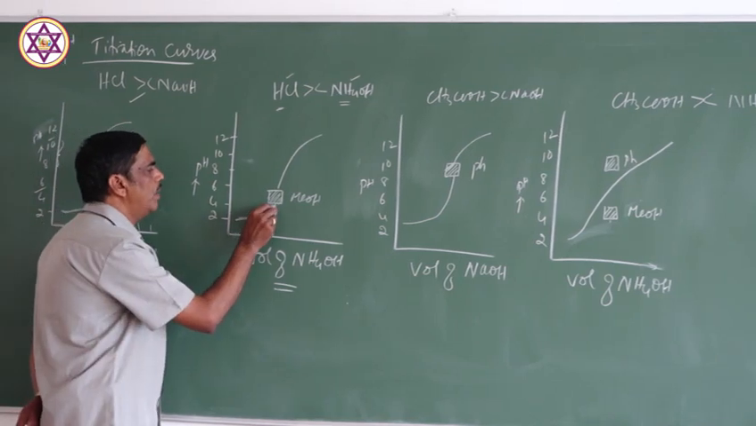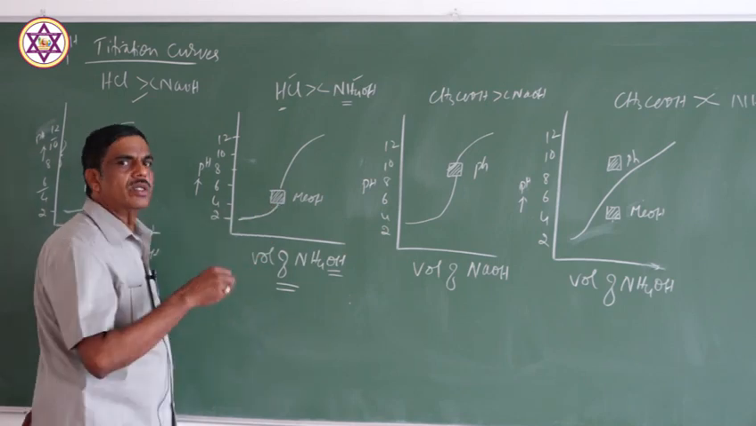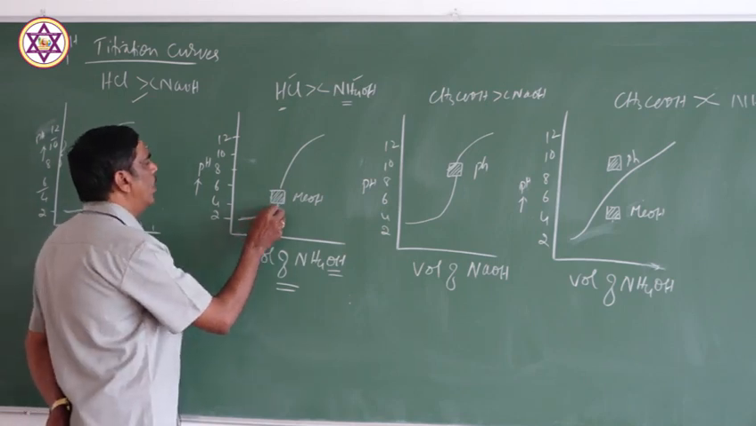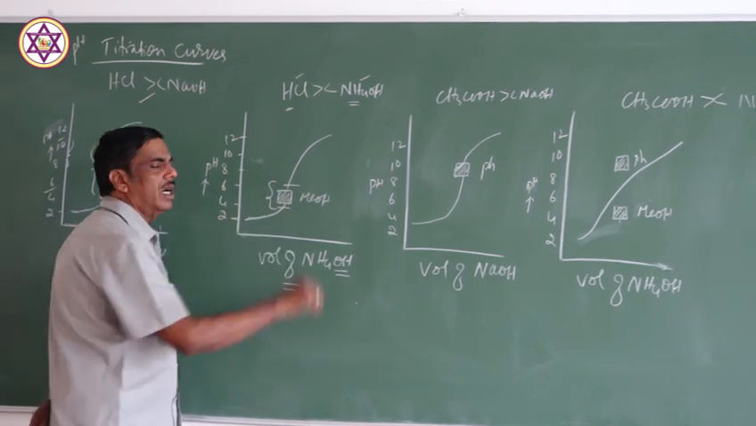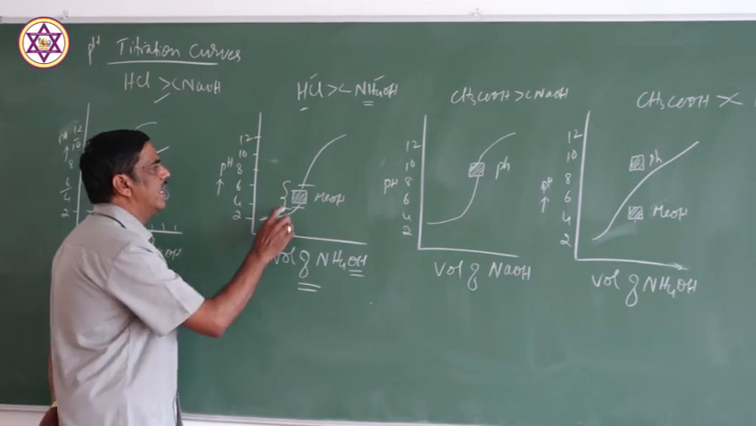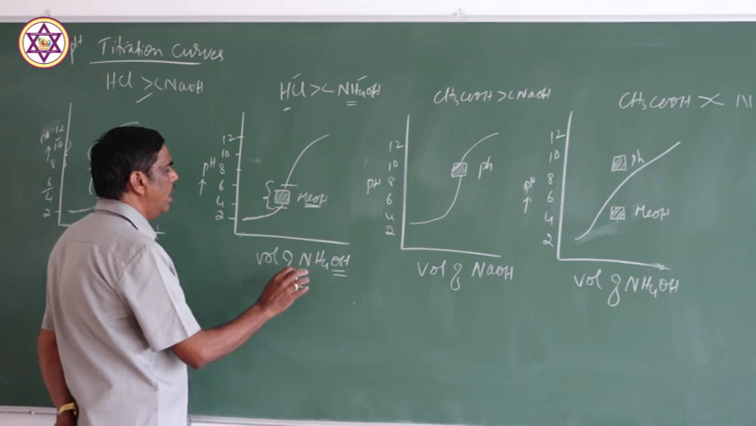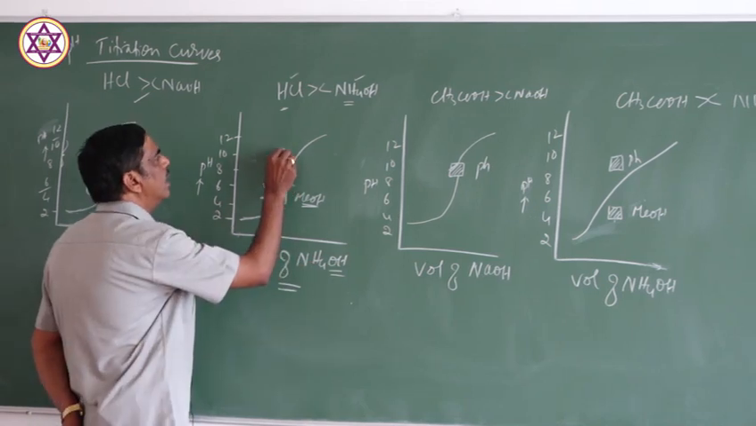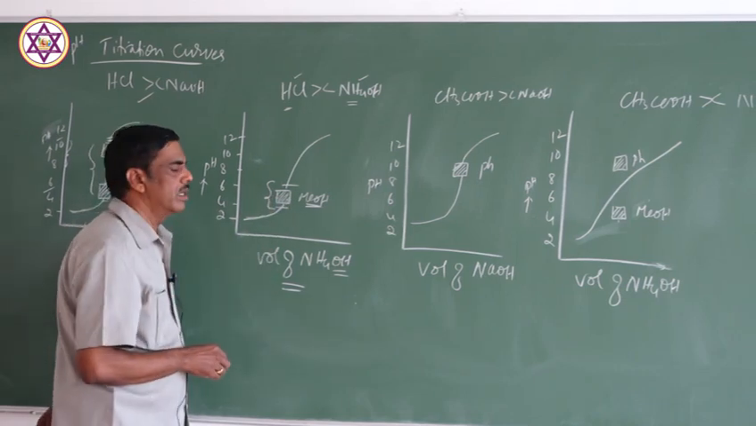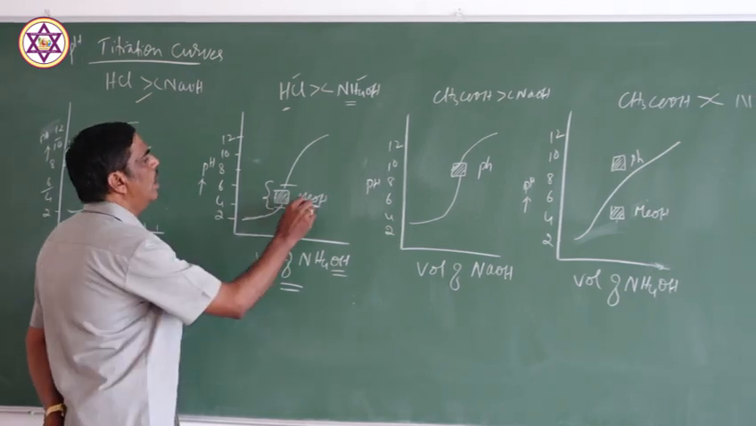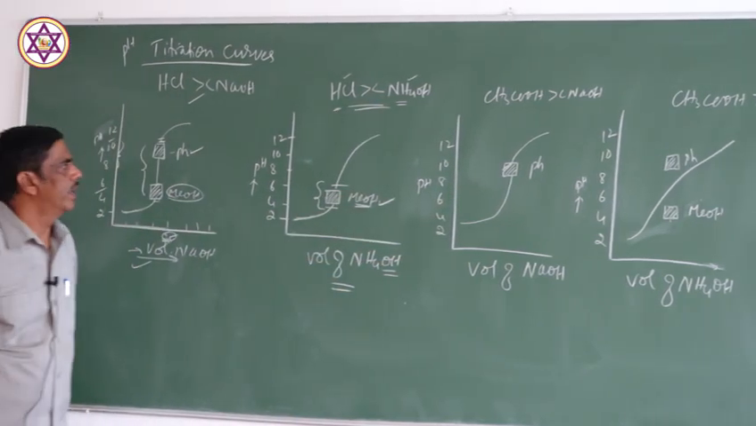When H plus is completely neutralized by the hydroxide ion, a sudden jump will be there in the pH, but the jump will be from 4 to 6. Therefore, the indicator which has this range of 4 to 6 is methyl orange. So you have to use methyl orange. The phenolphthalein range is not met by this rise in pH at the end point. Therefore, methyl orange is the indicator for the titration of a strong acid and a weak base.